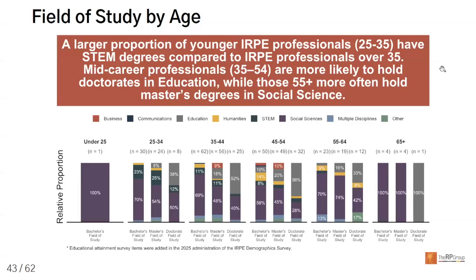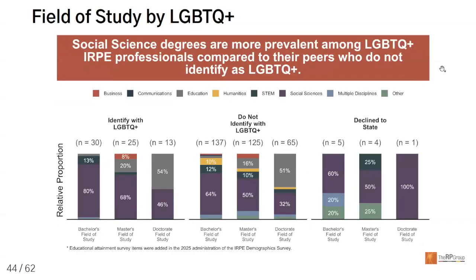Next slide. When we look at the field of study by LGBTQ, social science degrees are more prevalent among the LGBTQ IRPE professionals compared to their peers who do not identify as LGBTQ. That is a lot of alphabet going on here.